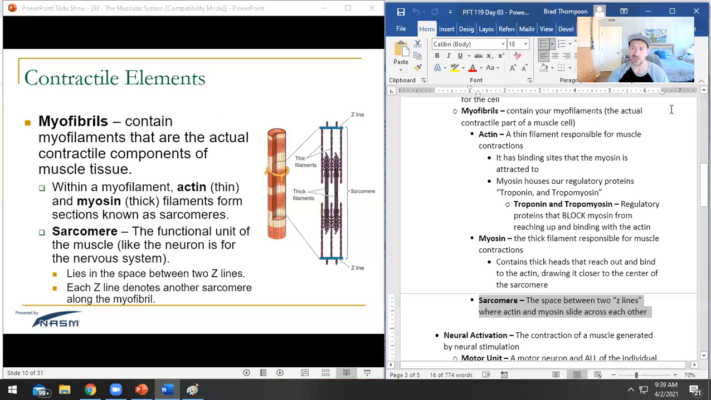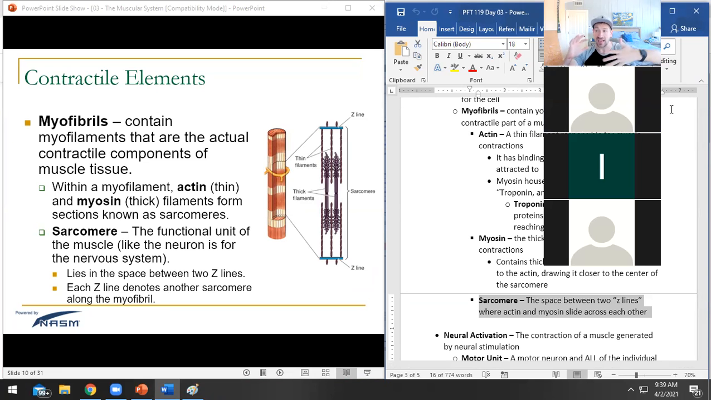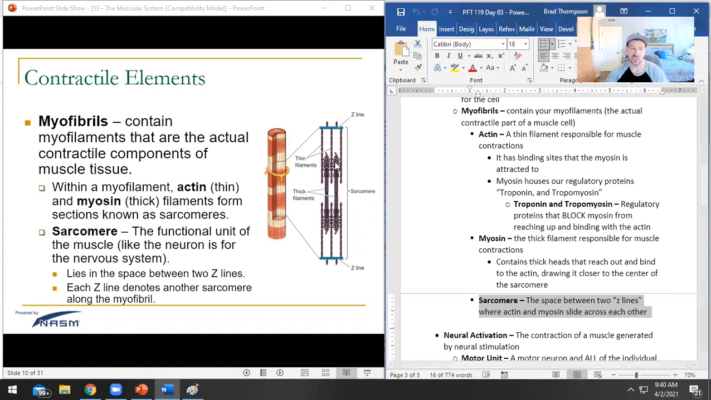So a sarcomere is not like a physical thing. Don't think of a sarcomere as something tangible, like a piece of your anatomy. It's more like a section. It's the section where actin and myosin are crossing over one another. Okay, it's the section where they live. It's an area of town, an area within each of the individual myofibrils.